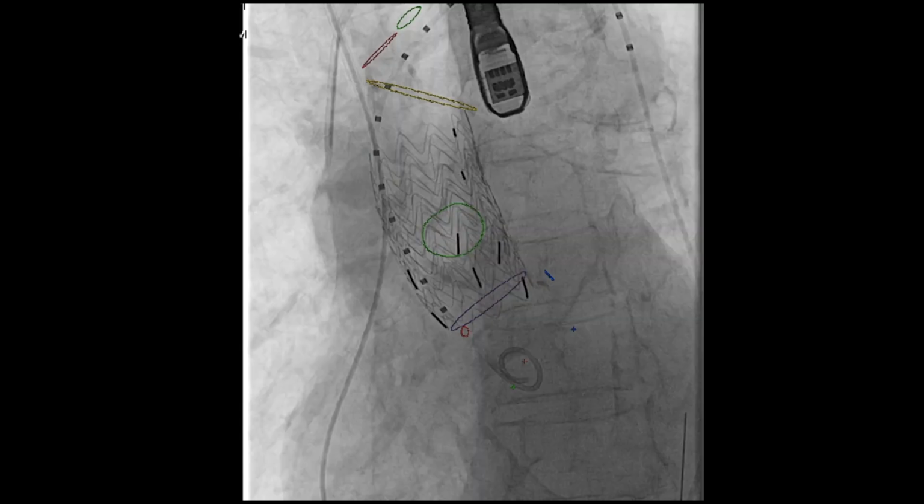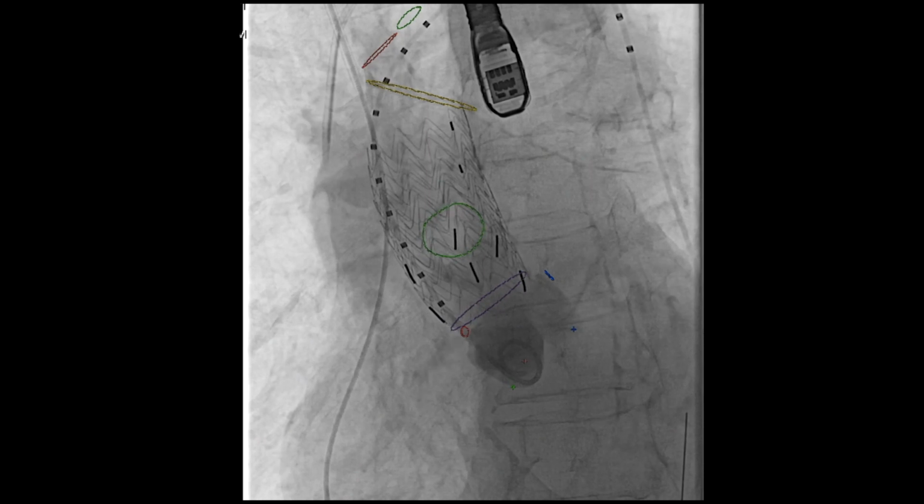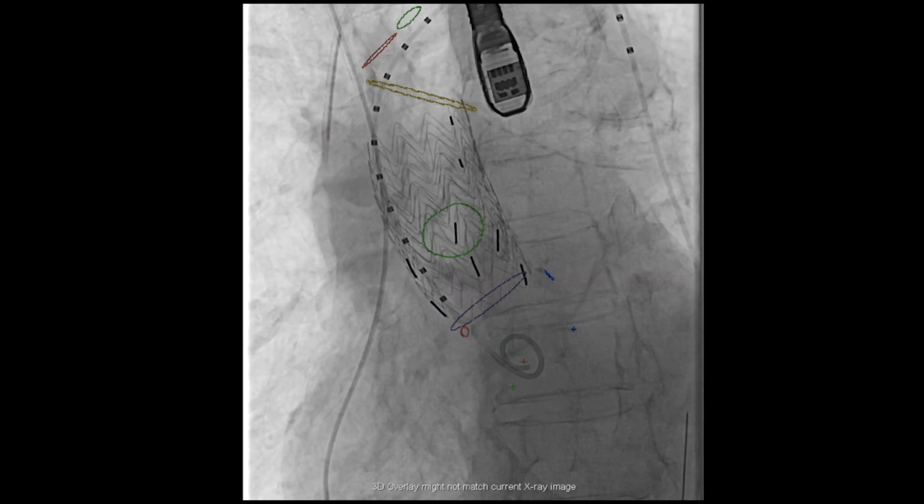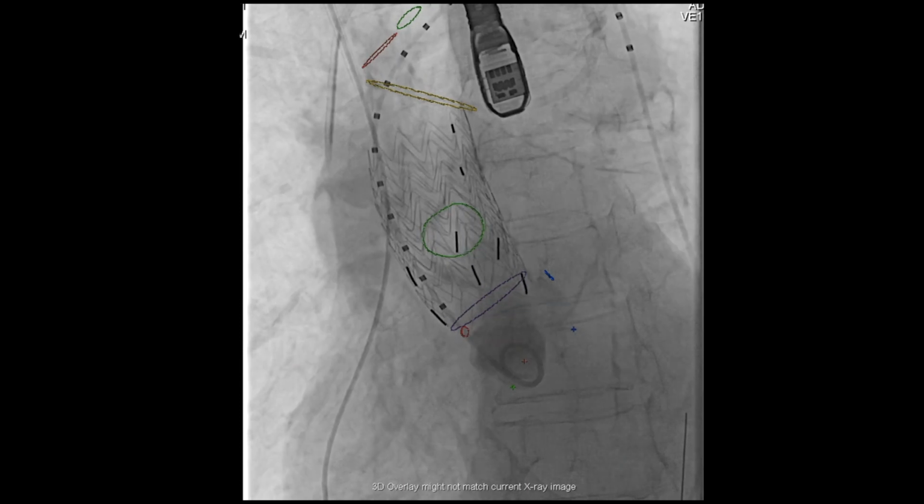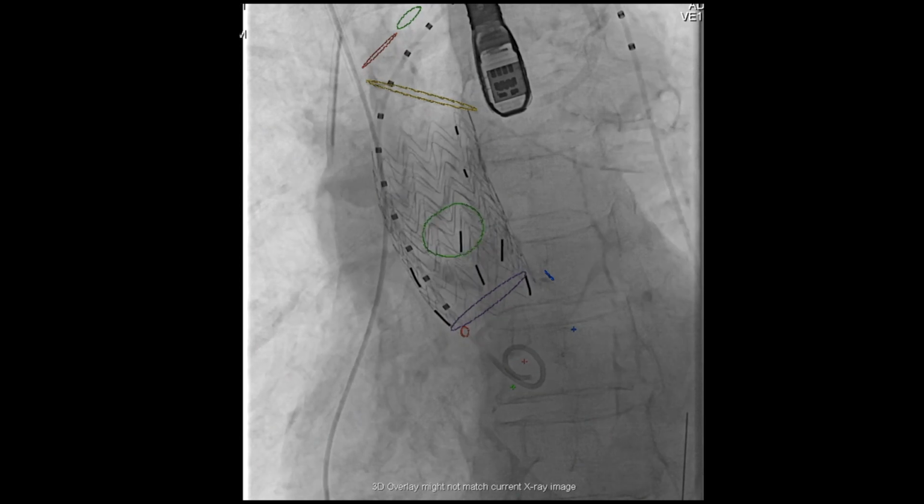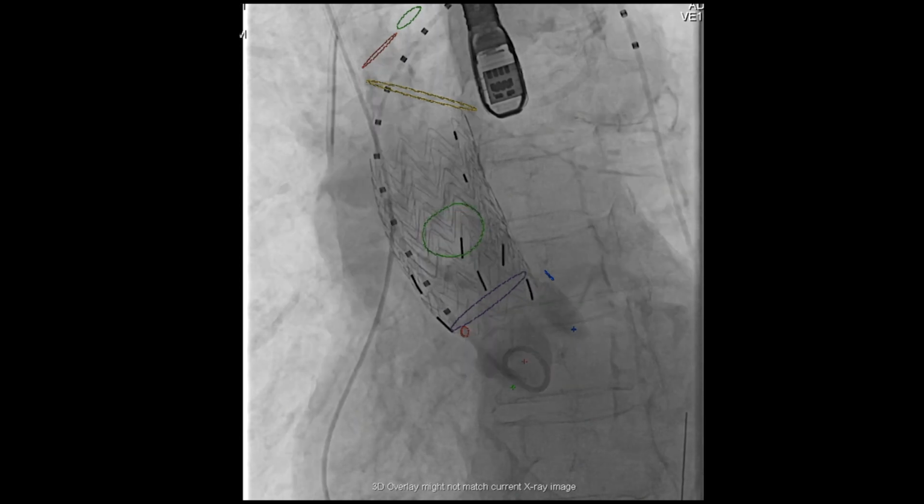A completion angiogram is then performed demonstrating successful deployment of aortic cuffs to exclude the aortic saccular aneurysm. It also demonstrates deployment just at the level of the sinotubular junction without compromising blood flow to the coronary arteries.